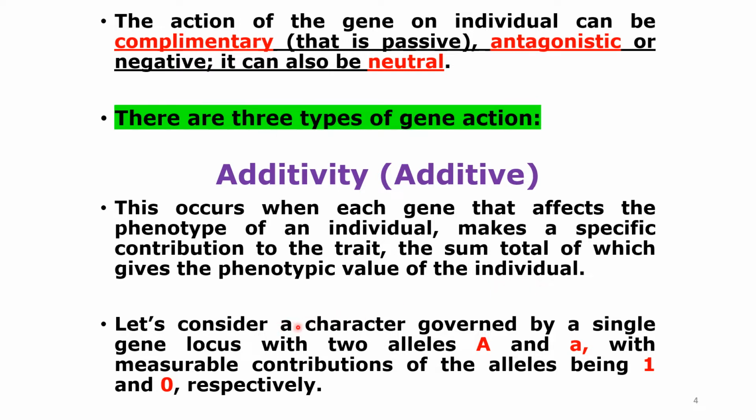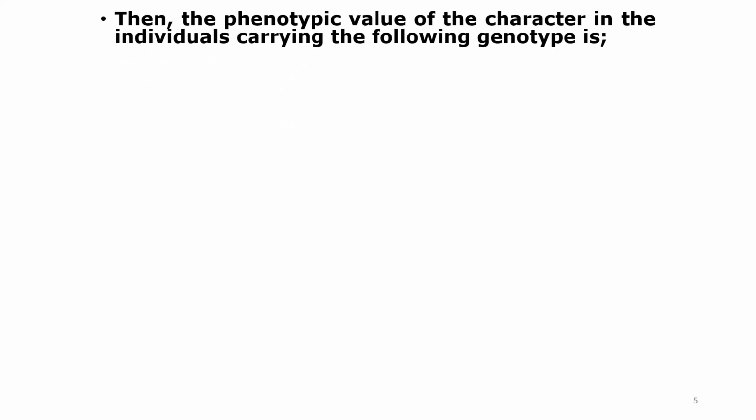So let's consider a character, for example, that is governed by a single gene locus with two alleles, capital A and small a. And these have been measured to contribute 1 and 0 to the total phenotypic value of an individual, respectively. So in this case, we expect that the phenotypic value of the character in question that the individual is carrying should be according to the following genotype.